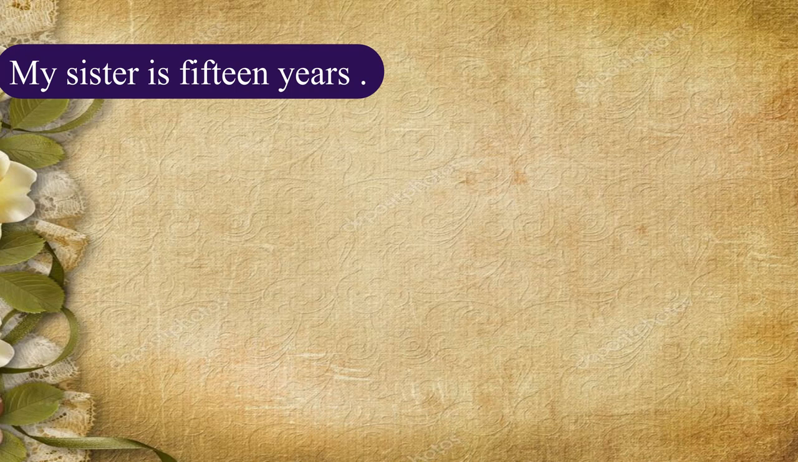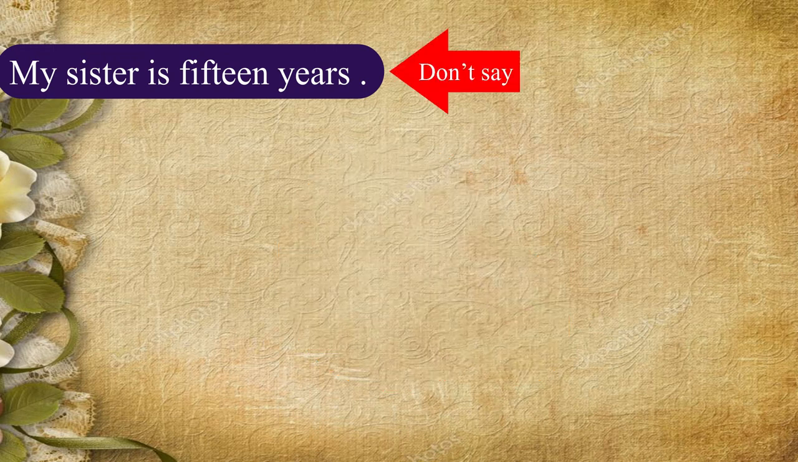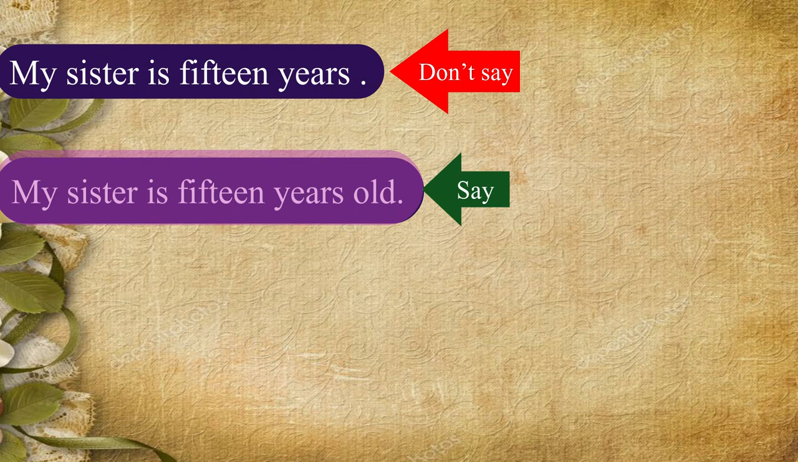Let us take another example. This is a very common mistake that we often make while speaking English. We say, "My sister is 15 years." Does this sentence convey any sense? No. It should be like this. Please repeat after me. "My sister is 15 years old." Now, the new word "old" is giving a complete sense to this sentence.